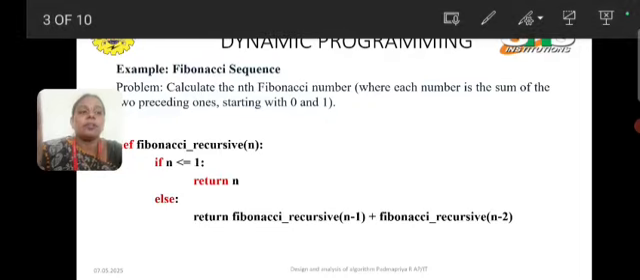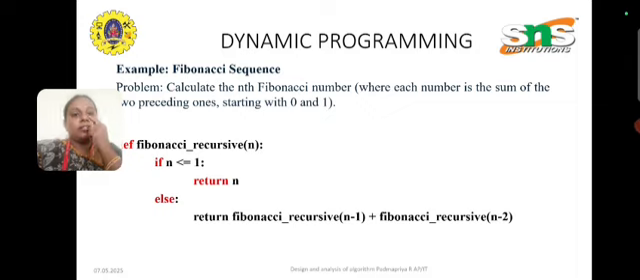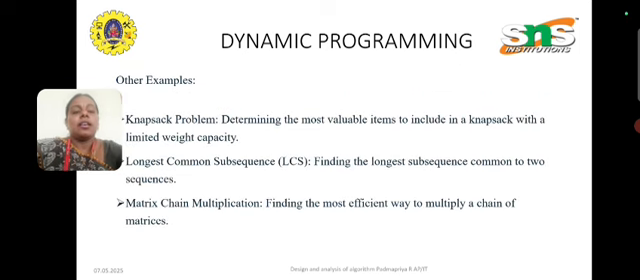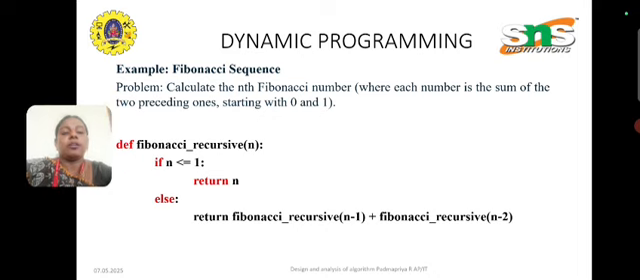An example of dynamic programming is the Fibonacci sequence. The problem of the Fibonacci sequence is to calculate the nth Fibonacci number, which is the sum of the two preceding ones, starting with 0 and 1. The explanation of the problem is, once we define the Fibonacci recursive function, if n is less than or equal to 1, we have to return the value of n.